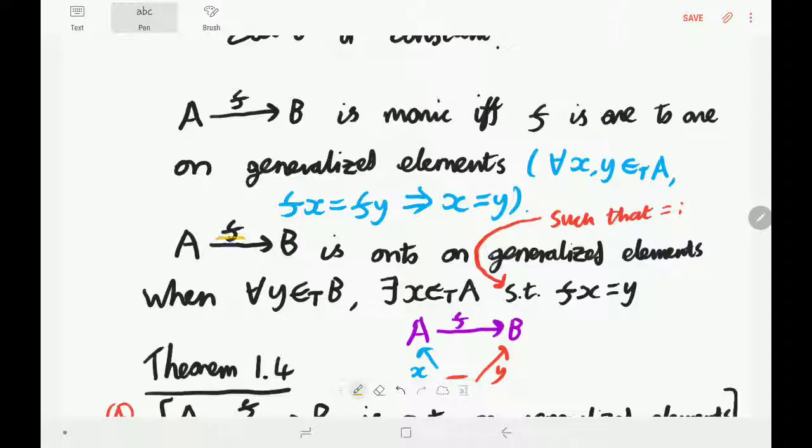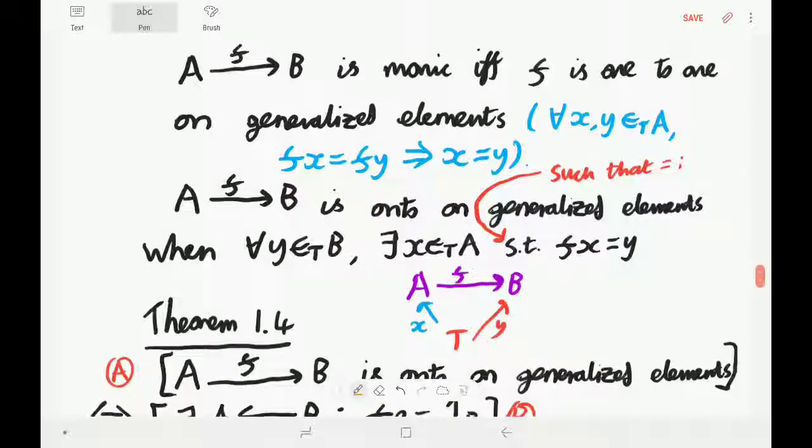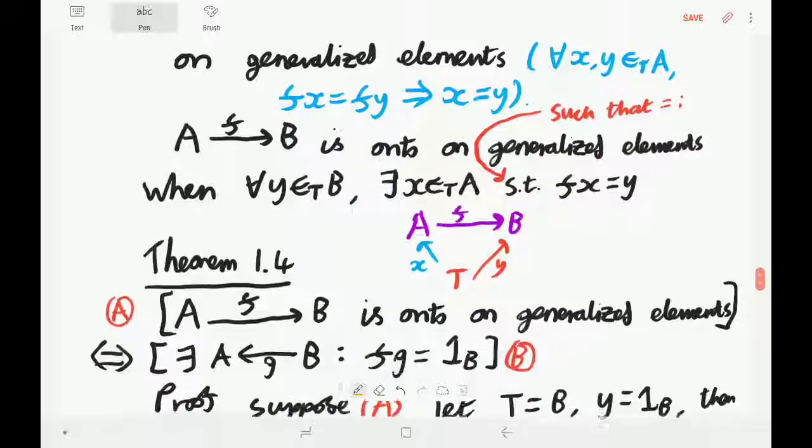But we say that this arrow f from A to B is onto on generalized elements when for any t and for any t element y of B, there exists a t element x of A such that fx equals y. So this again looks very similar to the onto definition we see in ordinary set theory.